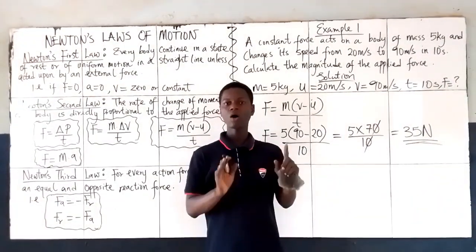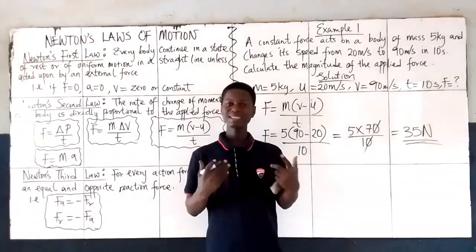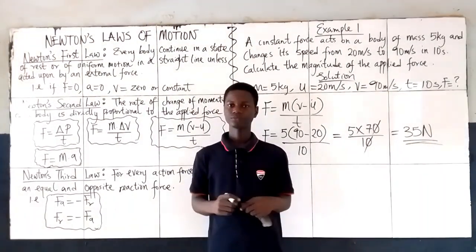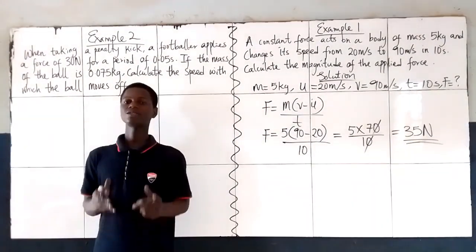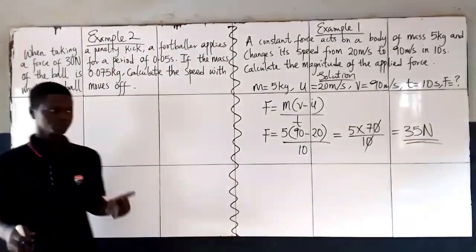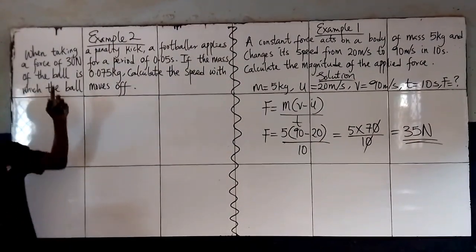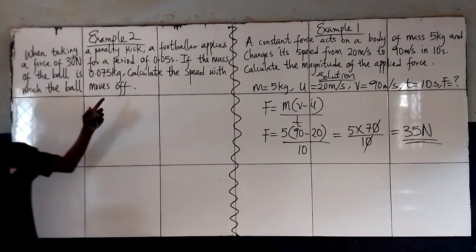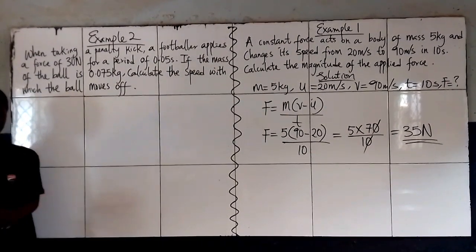Another question on this topic called Newton's law of motion. Let's get down to that now. Alright, about now we shall be taking the second question under Newton's law of motion. So let's get down to that now. Now let's look at this question together. It reads, when taking a penalty kick, a footballer applies a force of 30 newtons.